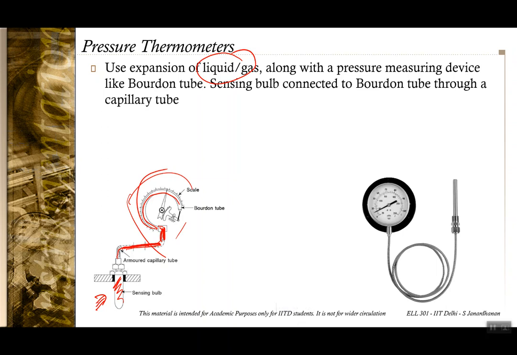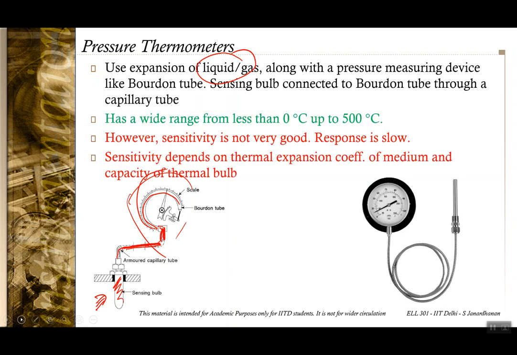And because there is a possibility to use a gas, the range of operation of the pressure thermometer is also high. It can measure temperatures from less than 0 degrees to up to 500 degrees centigrade. However, because of the presence of this sensing bulb, the heat capacity of the sensing bulb also comes into the picture, and hence the response can be slow. Because gases do not respond so accurately, at higher temperature the sensitivity is lower, so the sensitivity of gas-based pressure thermometers is not as good as the other thermometers.